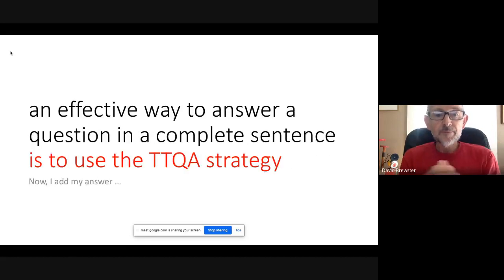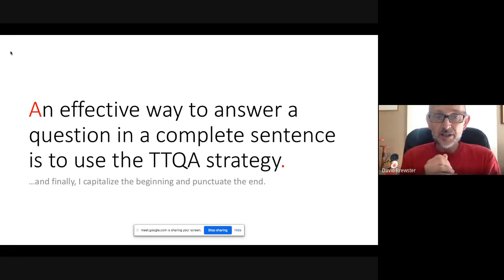You have the core. And now I have to add my answer. So my answer is to use the TTQA strategy. That is an effective way to answer a question in a complete sentence. So now I have just about all the words I need, but it's not quite a sentence yet, right? So I have to, and you'll notice here in red, capitalize the beginning of the sentence and put a punctuation mark at the end. And now I have a complete sentence answer to what is an effective way to answer a question in a complete sentence.